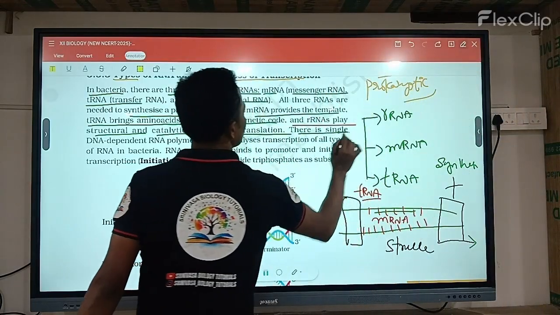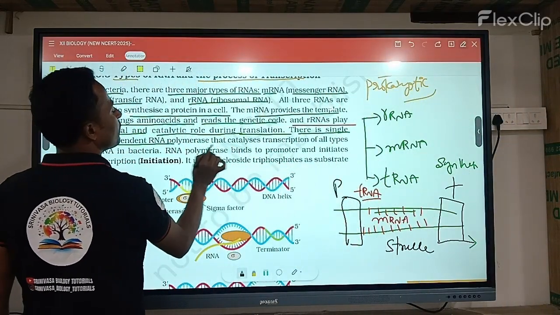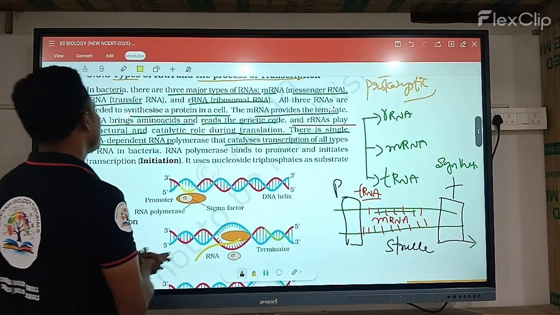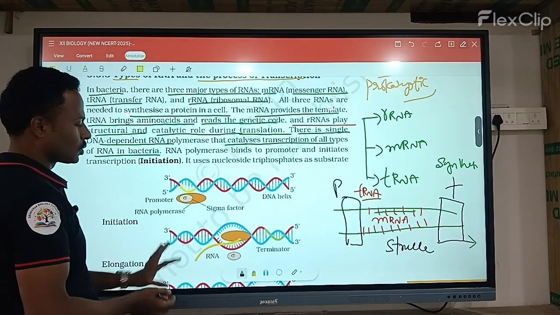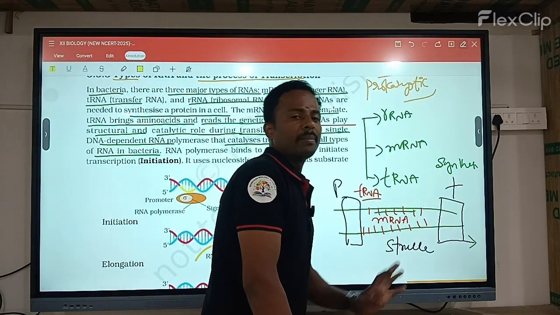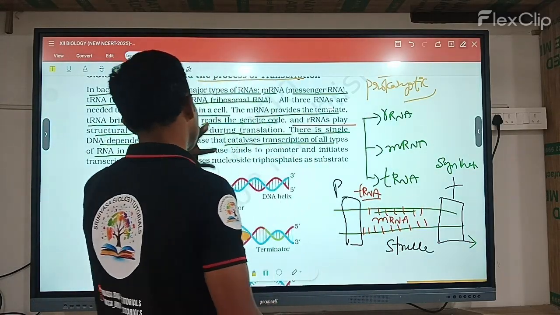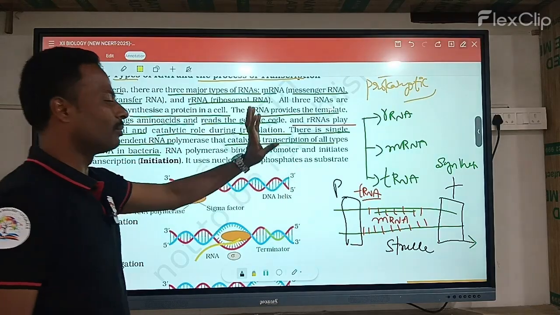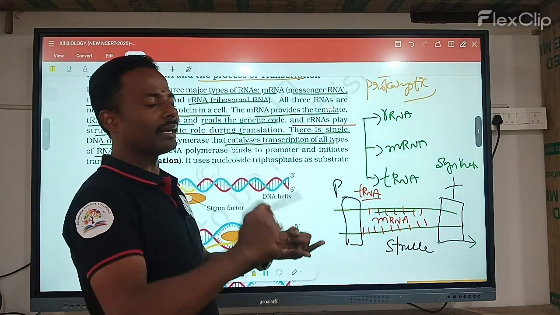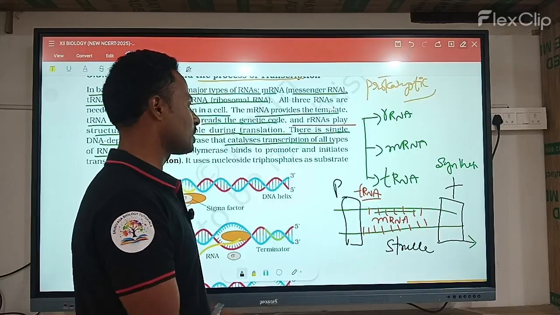Here, these are the single DNA-dependent RNA polymerase. They act as a catalyst for all types of RNAs in the bacteria. So here, the complete DNA-dependent RNA polymerase acts. They participate in the total process of formation of the template and binding with RNA, sites, and the translation process.